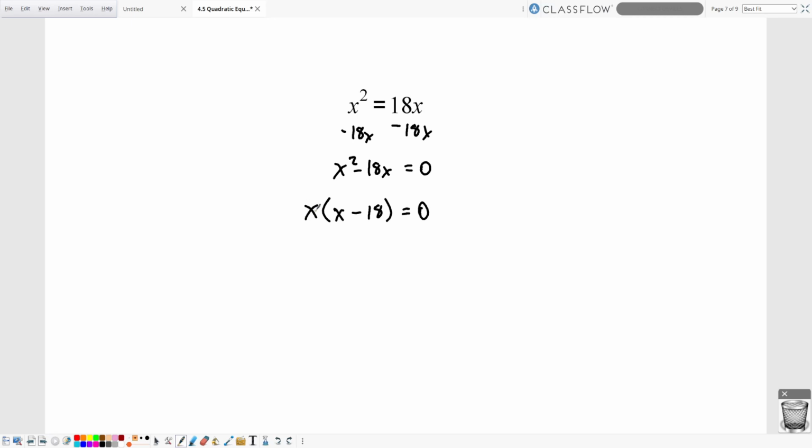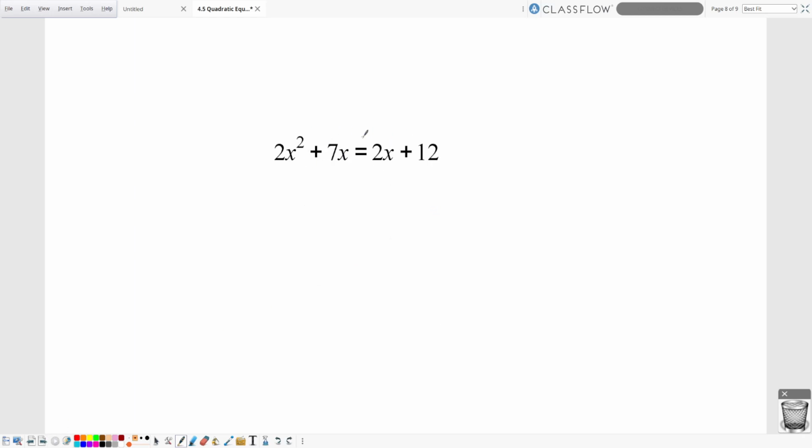Here, I can't just ignore this greatest common factor because it's a variable and it's going to be part of my solution. So we're actually going to take this x and set it equal to 0. So there's one of your x-intercepts. And the other one is going to come from x minus 18 is equal to 0, which is just going to give us x is equal to 18. So our two x-intercepts are 0 and positive 18.